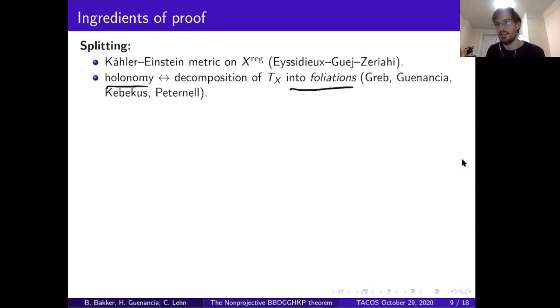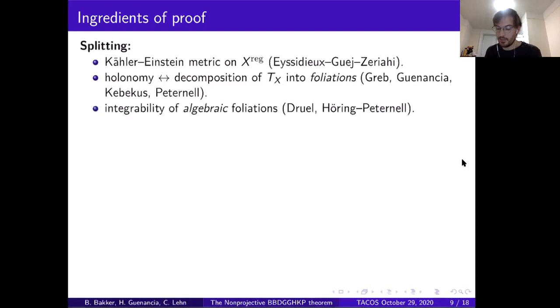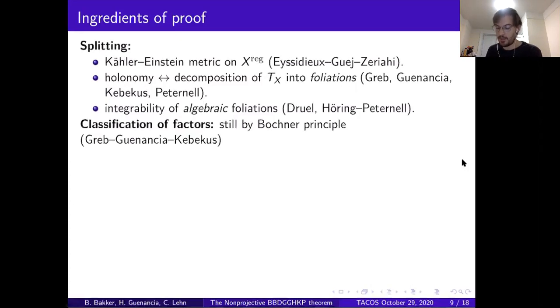In other words, we may not get a splitting of X into spaces, but the tangent bundle decomposes in a way that is very analogous to the smooth case. And then, using some results on integrability of algebraic foliations, we can show that those foliations are integrable and therefore actually turn that splitting of the tangent bundle into foliations into a splitting of the variety into spaces. And once we have that, the second step is to classify the factors, again, in terms of the holomorphic geometry. And this is once again by a Bochner principle, which says that the holonomy invariants are the same as holomorphic forms on the regular part.